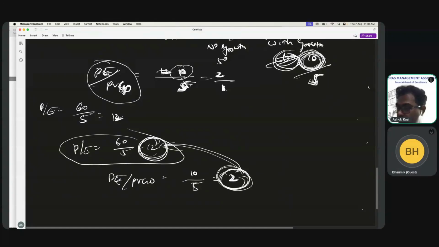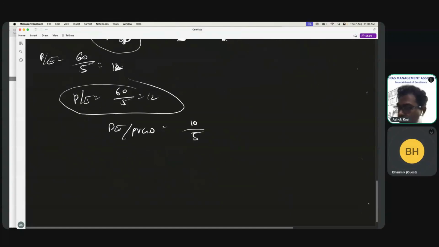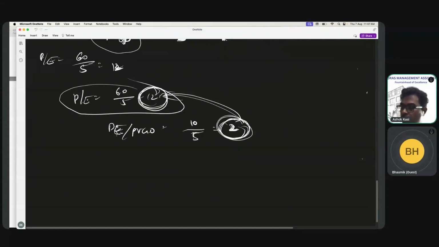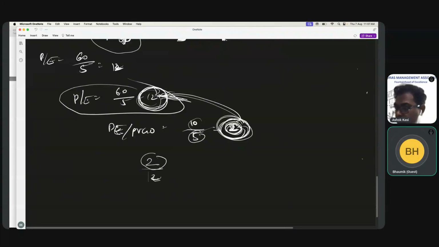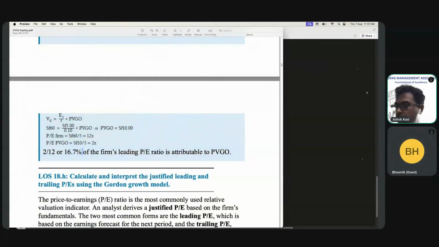Sir, I did not understand this. Like P to PVGO is a formula, na? So P here we have 12 and PVGO is 10. See, overall, you are paying 12 rupees. Out of that, you are also paying because of the growth expected. Now we know that for one growth, you are giving 2 rupees extra. So out of this 12 rupees, your 2 rupees is extra. So 2 out of 12 is because of the growth. So that comes to 16.7 percent is because of the expected growth. That's why leading PE.